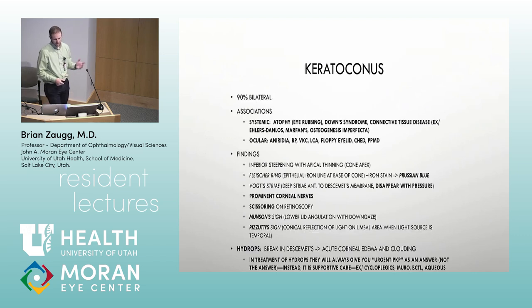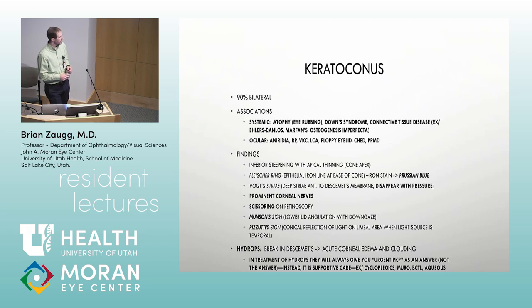Okay, so keratoconus is typically bilateral. You have all these systemic things, so that's why they're going to hammer you on these systemic things. Down syndrome patients are really common. Other connective tissue diseases like Ehlers-Danlos, Marfan's. There's tons of ocular associations with it.